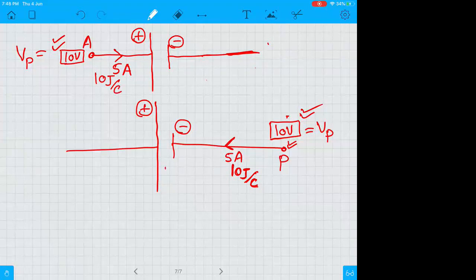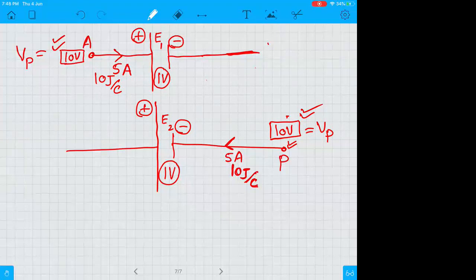Now let's suppose this is a cell of 1 volt. And this is the second cell. Just for example, this is cell E1 and this is cell E2. Cell E1 is of 1 volt. Cell E2 is also of 1 volt. What is the difference between the two situations?